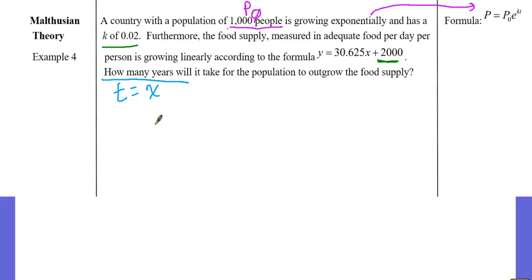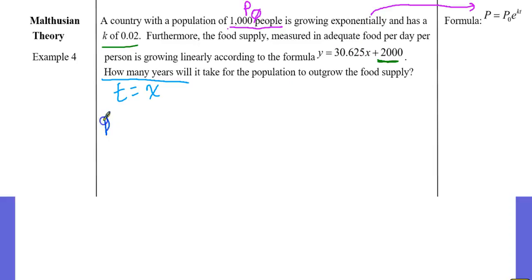We don't graph on a calculator in t's and p's. We graph them in x's and y's. How many years will it take the population to outgrow the food supply? So we're looking for that exponential growth to outdo the linear growth. So let's write our equations.